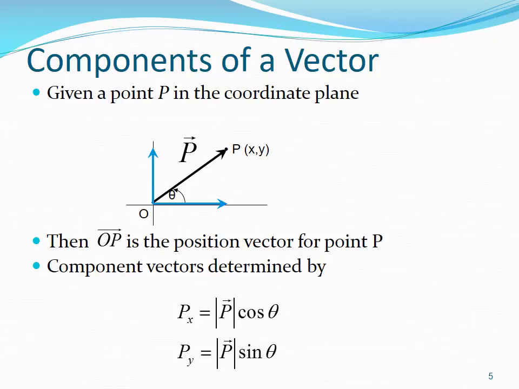The x and y components, P sub x and P sub y, are found using the definitions of cosine and sine. The magnitude of the vector, its length, is written as the vector inside an absolute value. In vector algebra, this indicates the length or magnitude of the vector without direction. We will use this method when finding the x and y components of any vector.